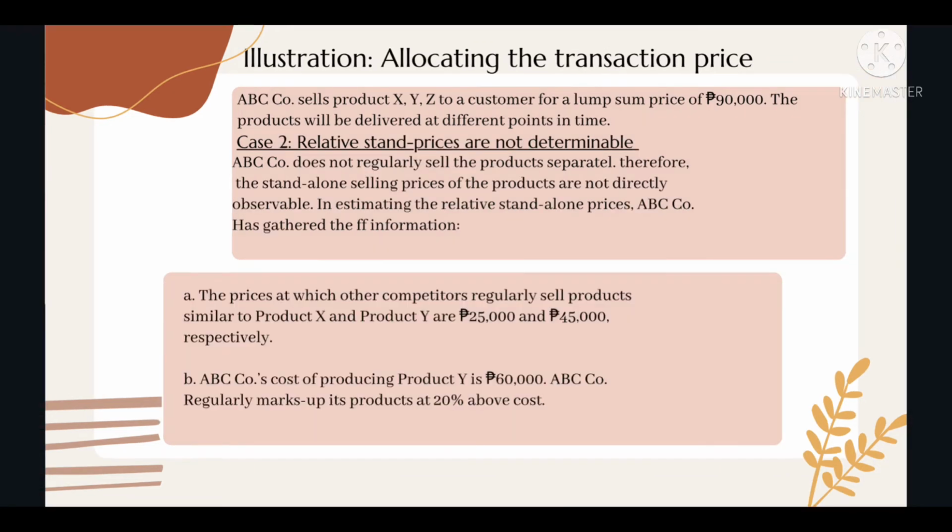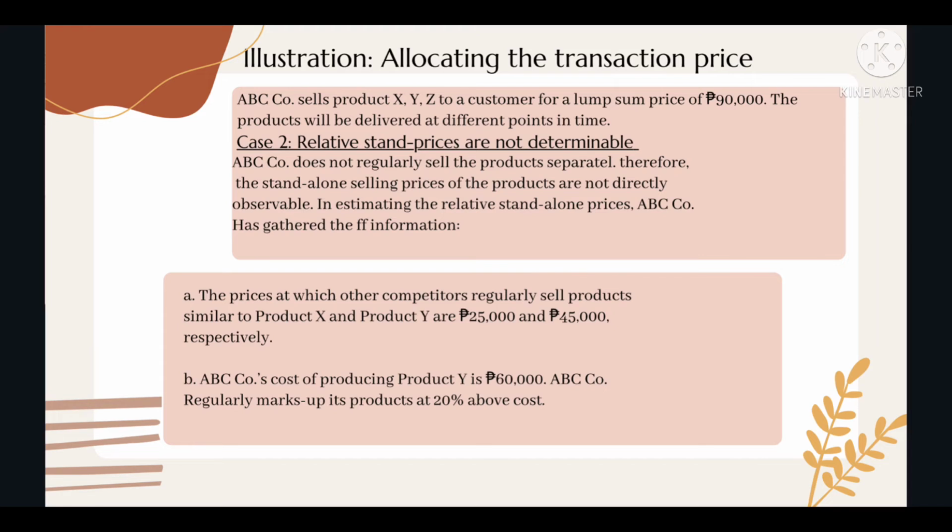On the other hand, in case 2, related standalone prices are not determinable. ABC Co. does not regularly sell the products separately. Therefore, the standalone selling prices of the products are not directly observable. To estimate the standalone selling prices, ABC Co. has gathered the following information.